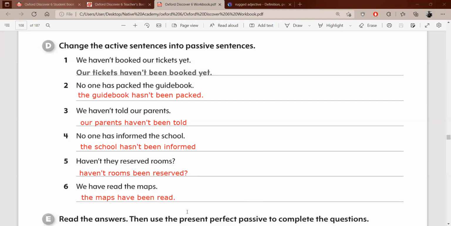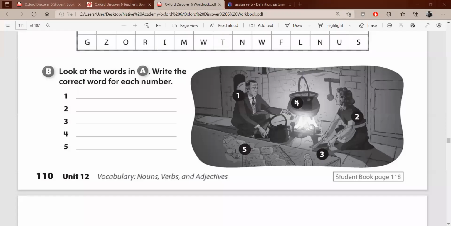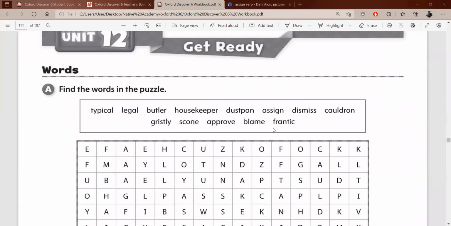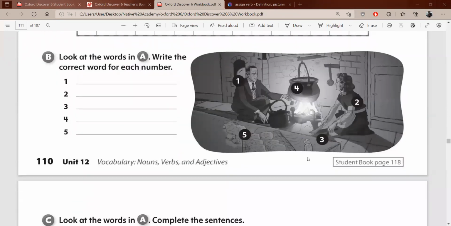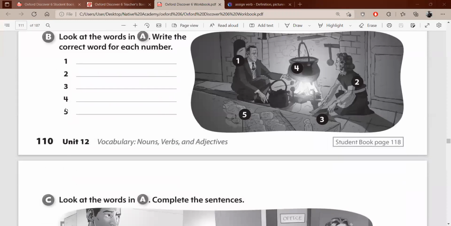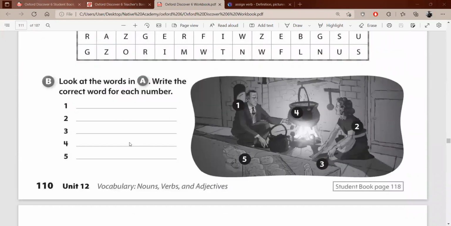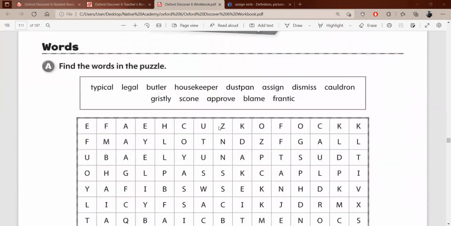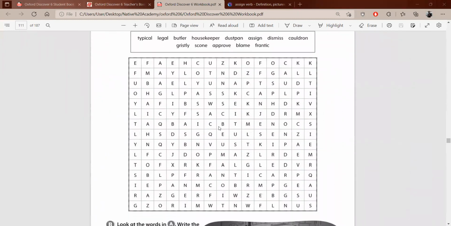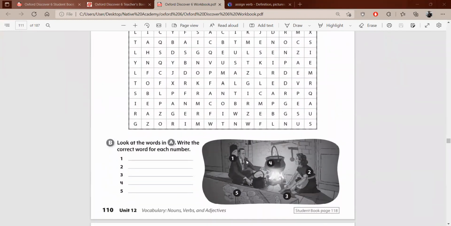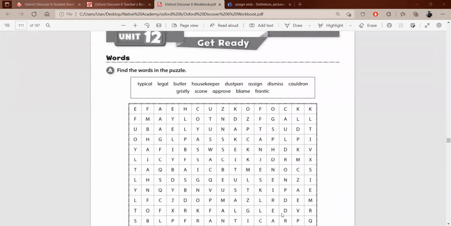Now look at these words. You will use these words to finish that exercise B. You have 5 words here that you will use to fill these spaces. Okay, what about number 1? I'm not sure what the difference is between a butler and a housekeeper.